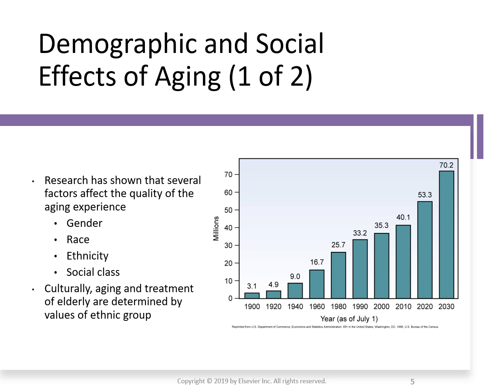So studies have shown. So what does the green table show? Because the bullet points in the green table talk about two different things. The bullet point says that factors affect the quality of the aging experience, including gender, race, ethnicity, which is different than race, and social class. So let me take them one by one.